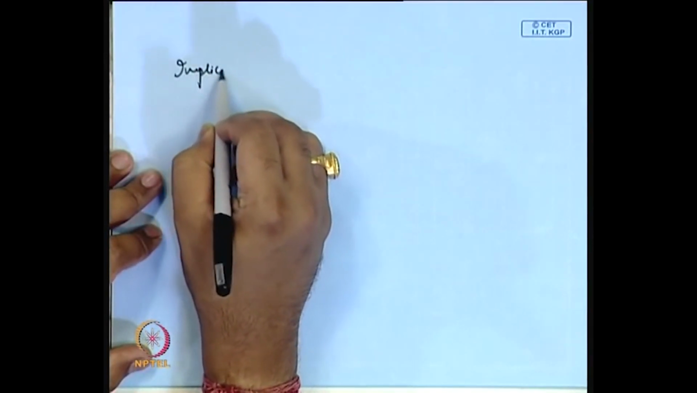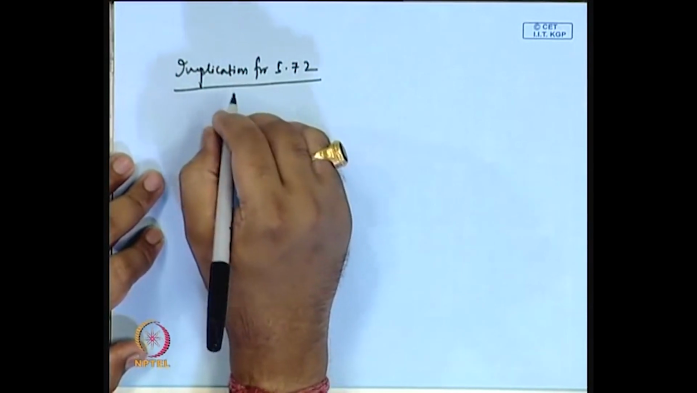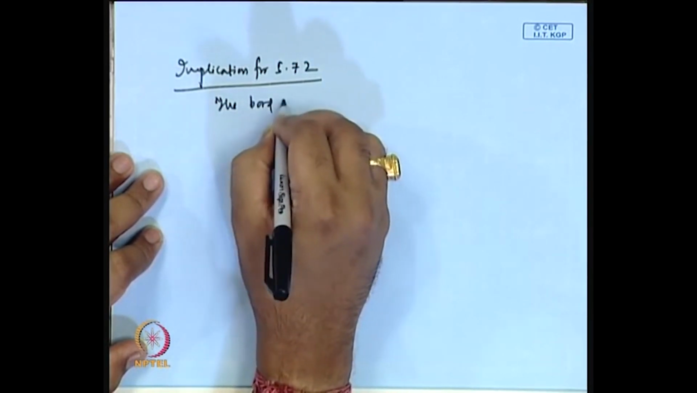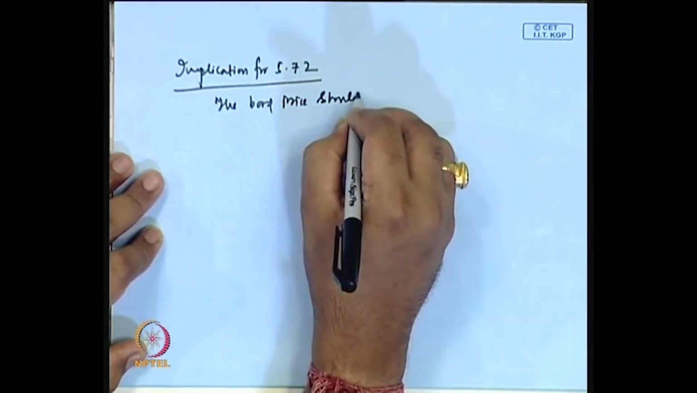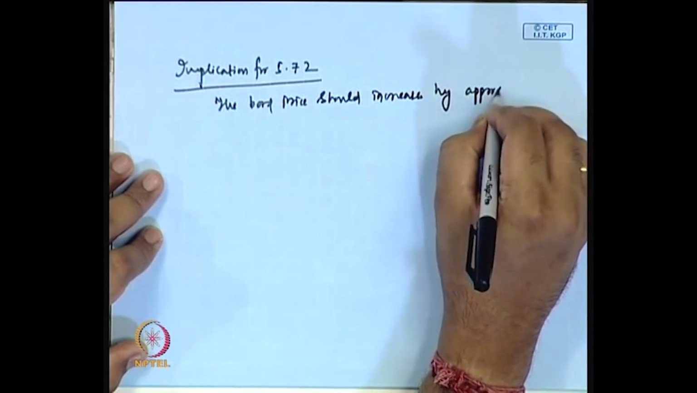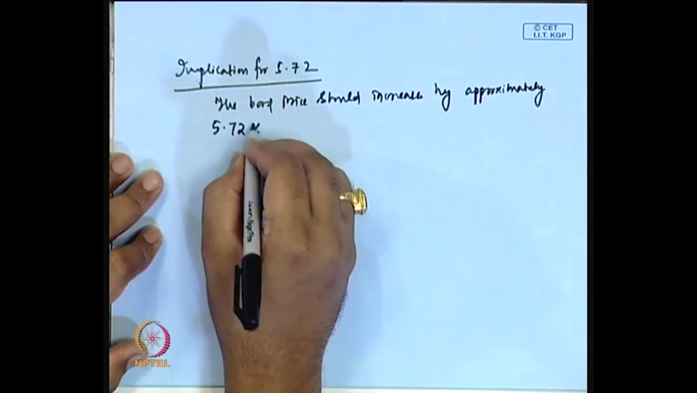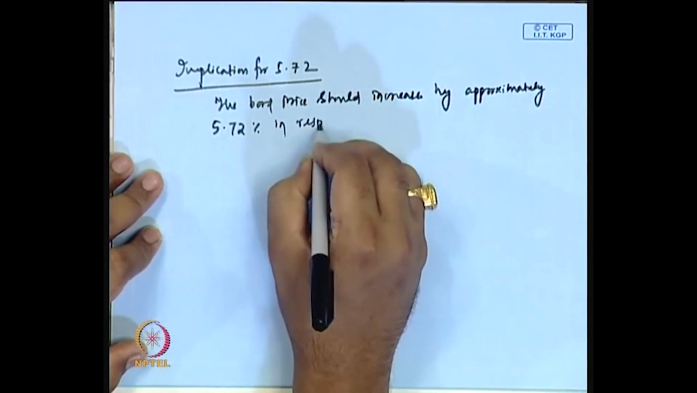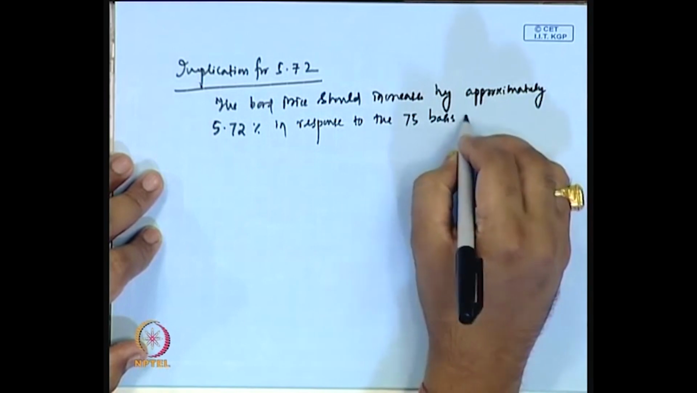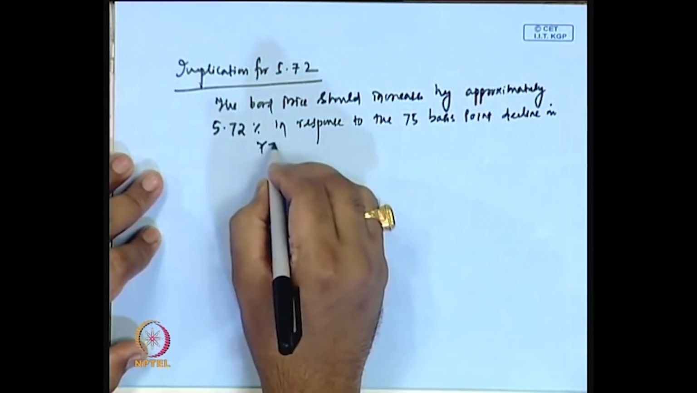The implication for 5.72 is that the bond price should increase by approximately 5.72% in response to the 75 basis point decline in YTM.